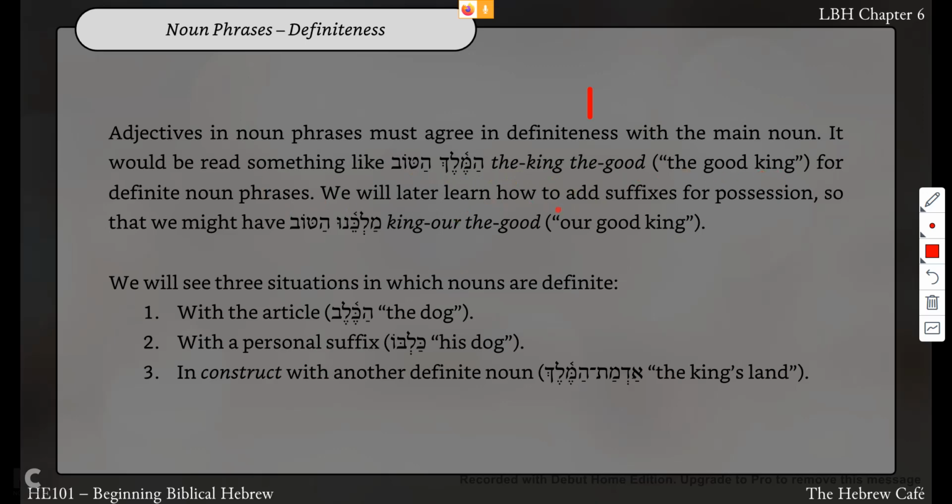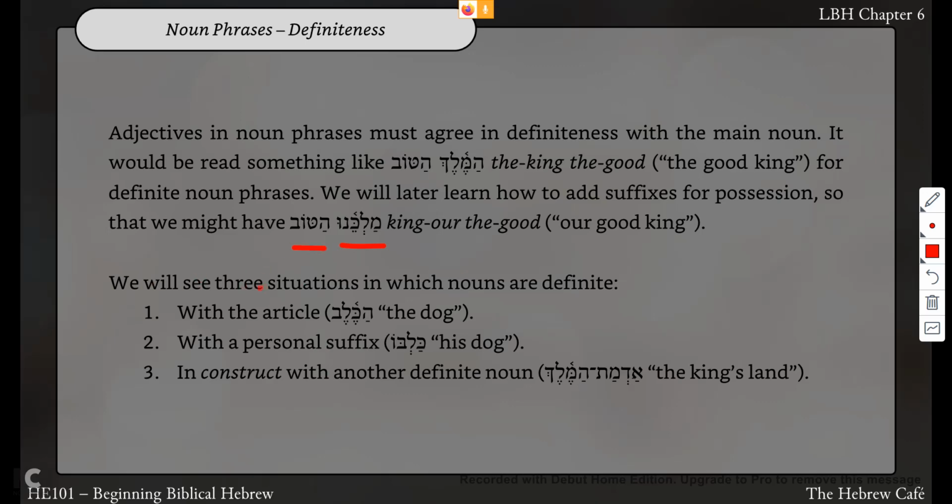We'll later learn how to add suffixes for possession. So we might have malkenu hatov. Malkenu, the enu ending means our. Malkenu, our king, the good. King our, the good. Malkenu hatov means our good king.